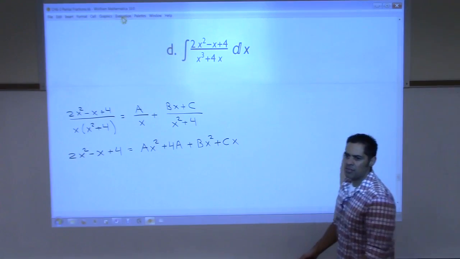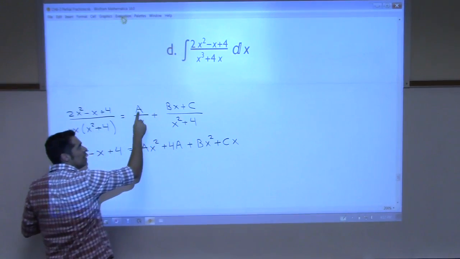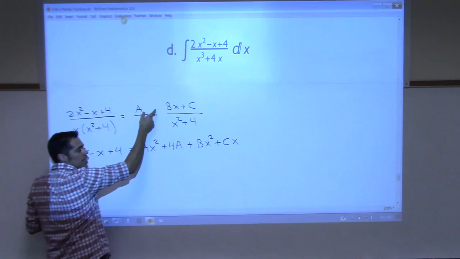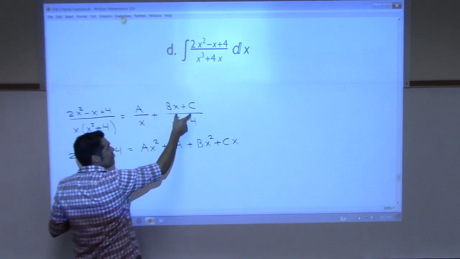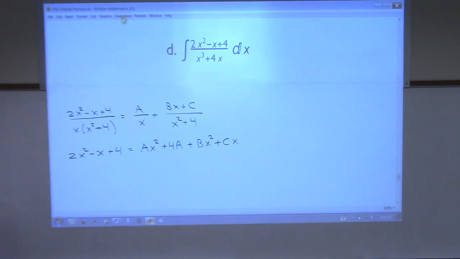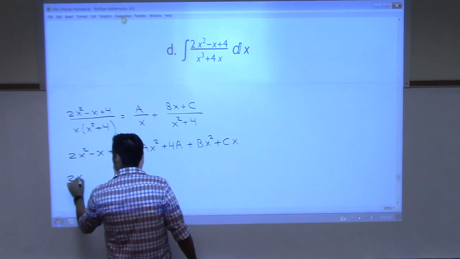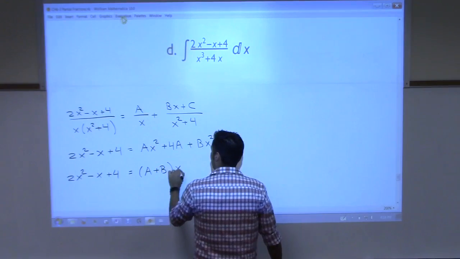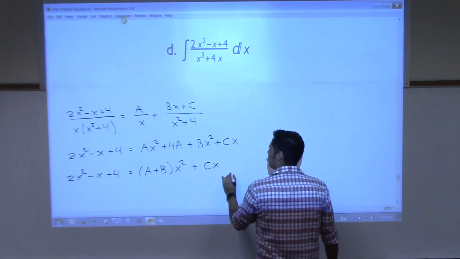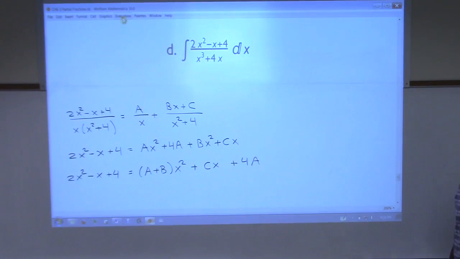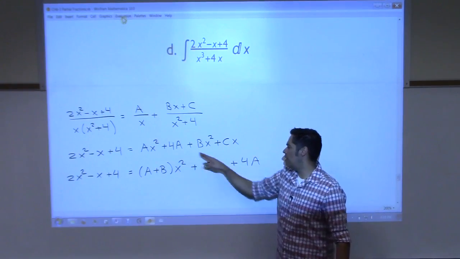I've already done the next step, which was I would have the a here with what next to it? The x squared plus 4 would be next to it, right? And then I distributed that through. Then I would have bx plus c, and what would be next to it? x, so I distributed that through and I get that. So I've already done that algebra. Now, let me see if you can keep up with this. This is going to be a plus b x squared plus cx plus 4a. I've grouped the x squareds together, I've grouped the x's together, I only had one x, and I grouped anything without x's together.